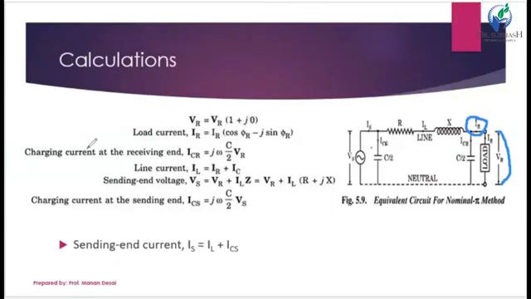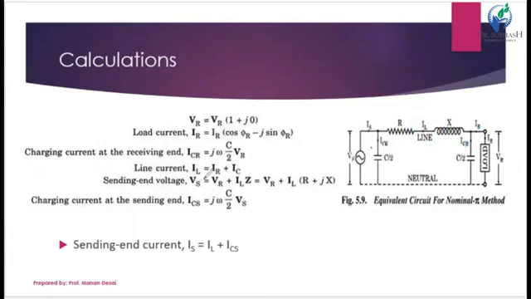Now, the charging current at the receiving end, ICR, is equal to j omega C by 2 VR. So line current IL is equal to IR plus IC. As you see here, IL is a summation of IR and IC. So ICR is equivalent to IC. The main IC current plus the IR current is equal to the line current.